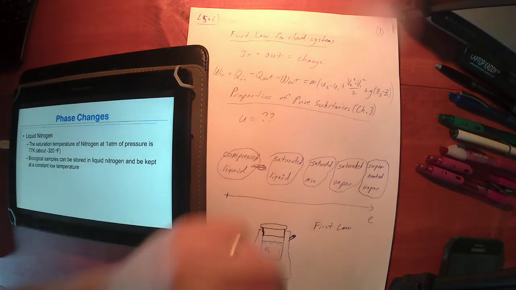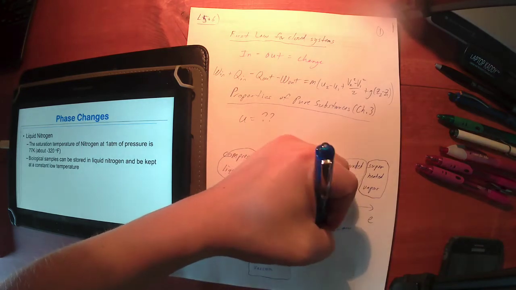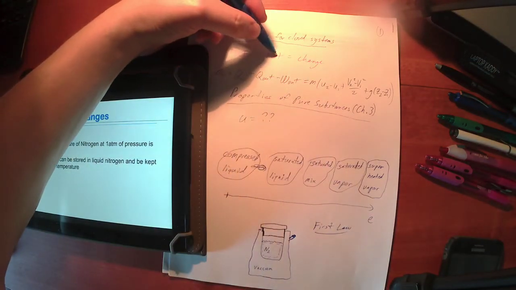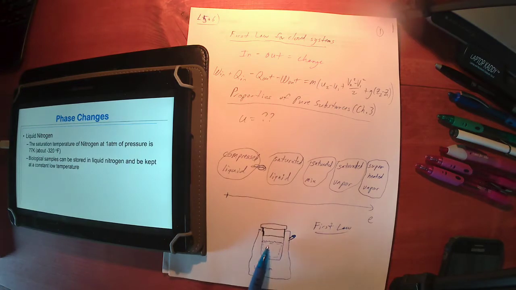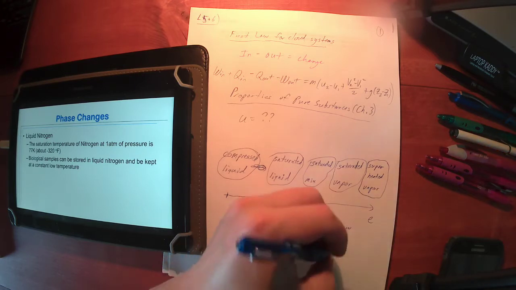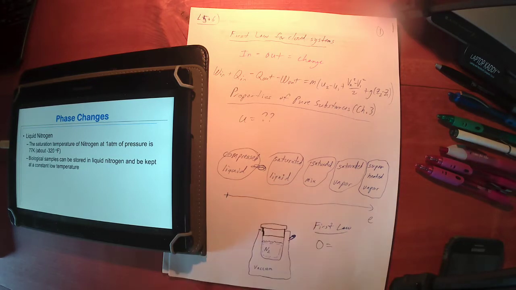The nitrogen inside here. The first law says in minus out equals change. Well, what comes into this liquid nitrogen in terms of energy? If we've insulated this really well, there's no heat. And I don't see anything doing work to the system, right? There's no force being applied, so in minus out equals 0. There's no heat and there's no work. So that equals the change.